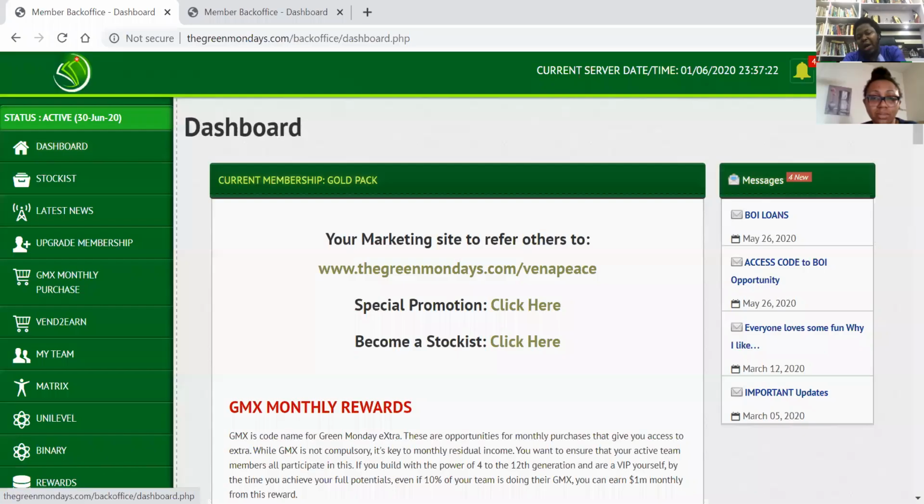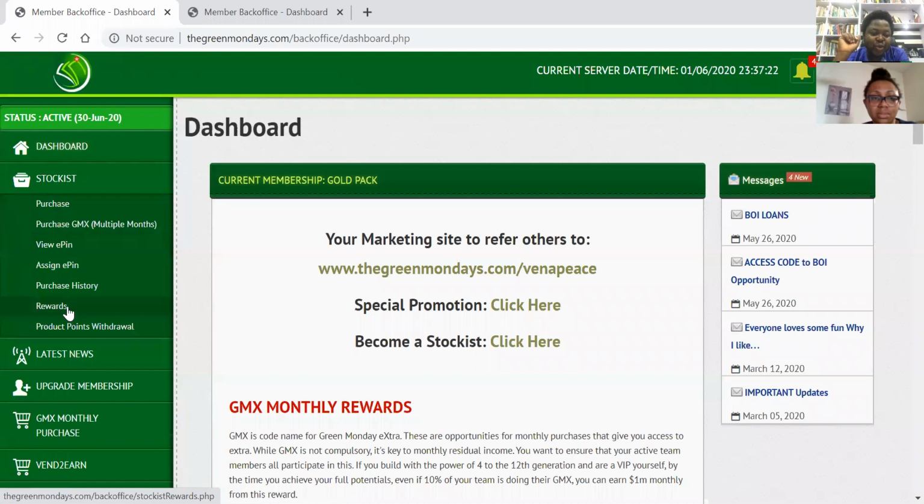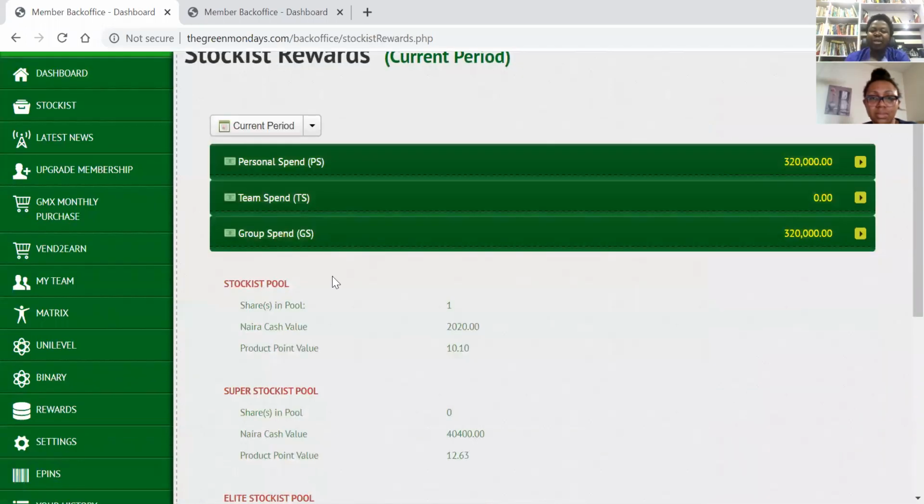Okay, so I want to show you how rewards work with Stockists. And this is something that every new Stockist needs to learn. So click on Stockists. Now you're a new Stockist. You're just coming on board. You just did your first purchase. Click Stockists. Click Rewards. And then you'll see a lot of Greek that I need to explain.